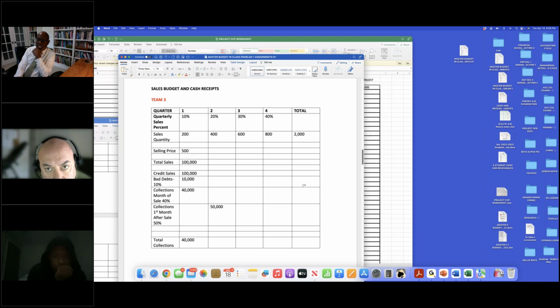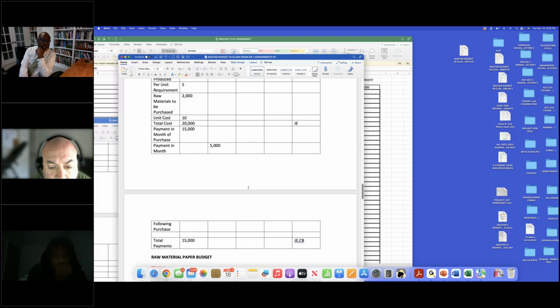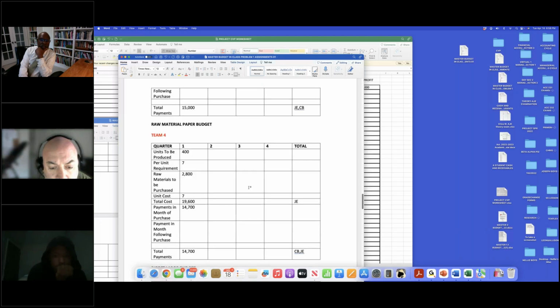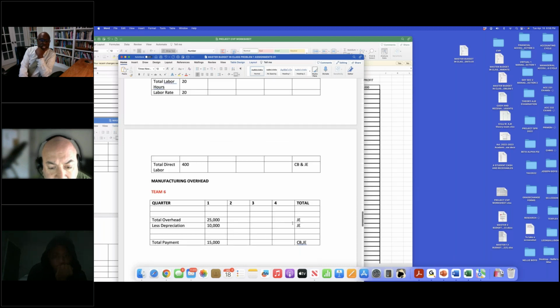Some of this we'll see next time when you make the journal entries. But for a lot of those journal entries, especially for a lot of the budgets, especially after the sales, raw materials, and labor budgets, all you're doing is putting the same thing in and getting a total. Put the same thing in, get a total. So most of the schedules are simple.